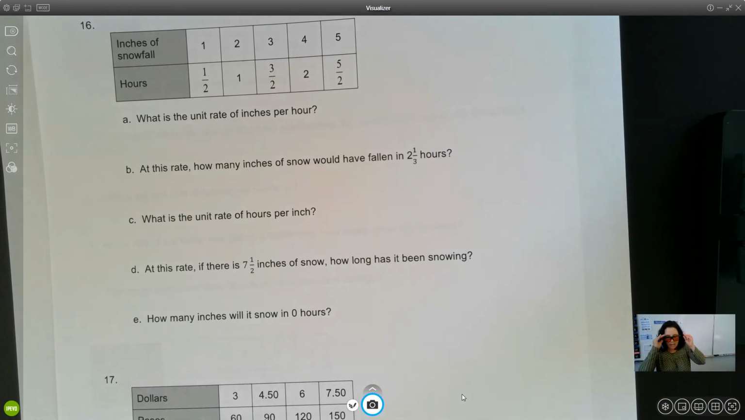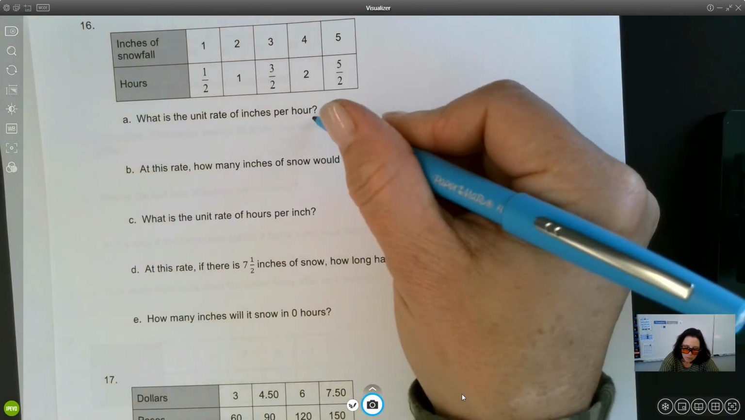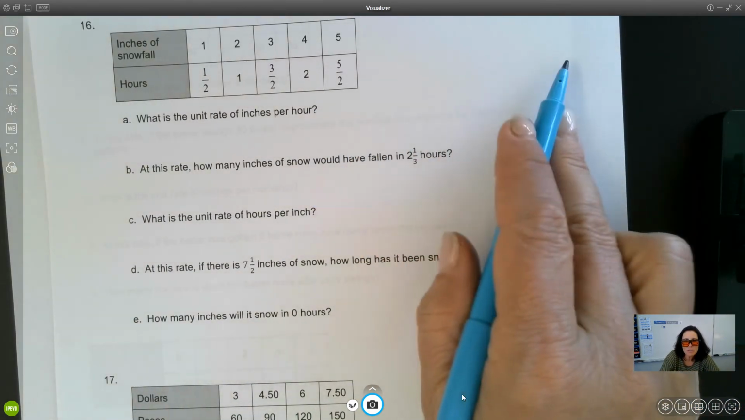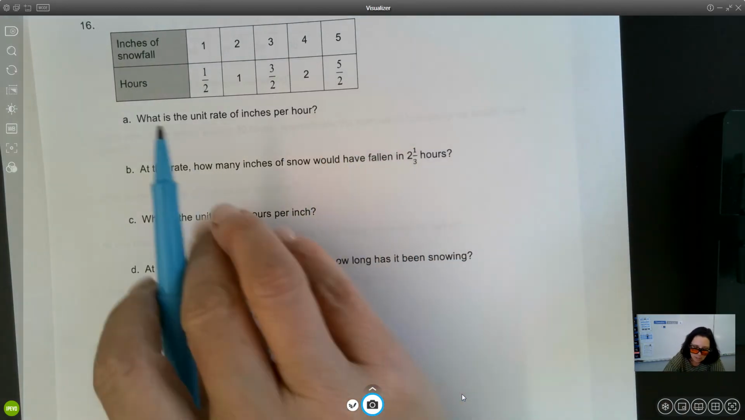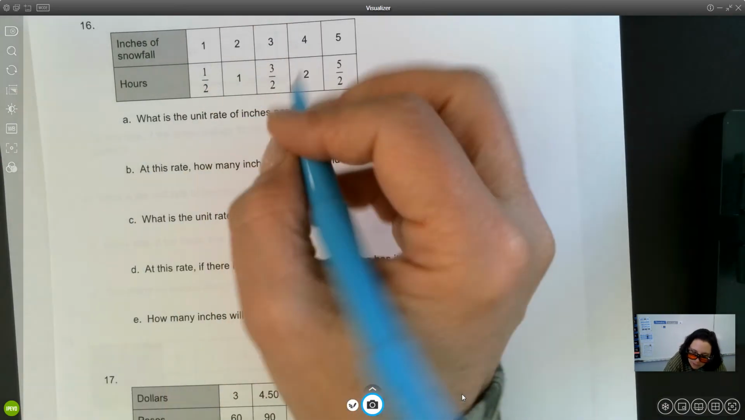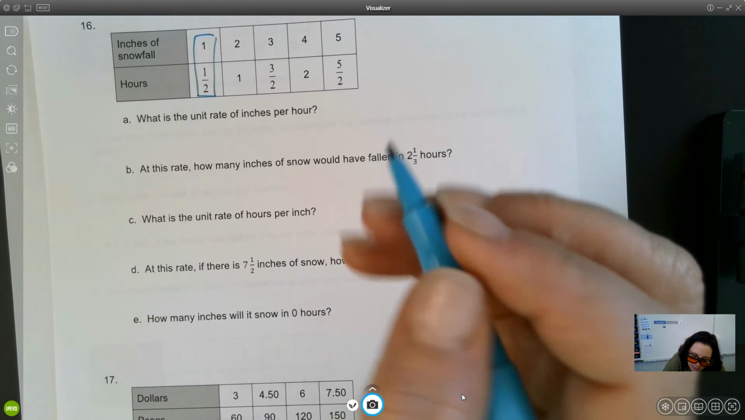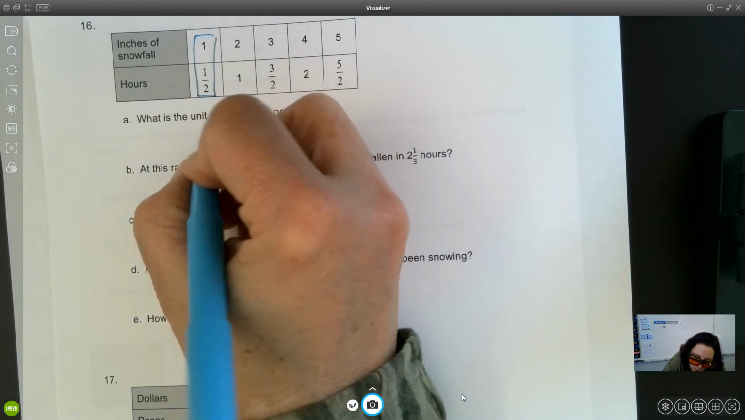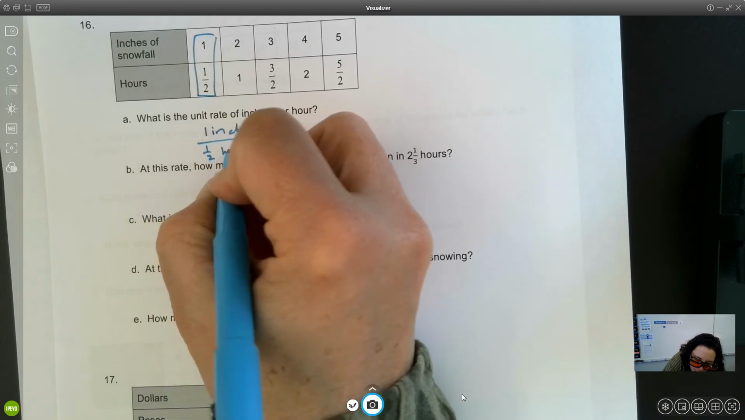All right, inches of snowfall and hours. So it says, what is the unit rate of inches per hour? We're going to be asked for both of them, and we can either do them both off to the side like we did on the last one, or we can just figure them out here. I'm just going to figure them out here. Unit rate of inches per hour. So I'll take this one. Inches. 1 inch per half hour.